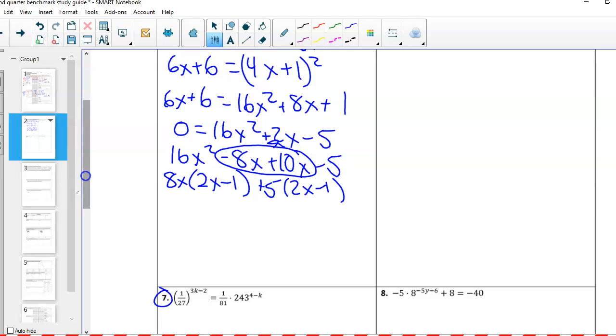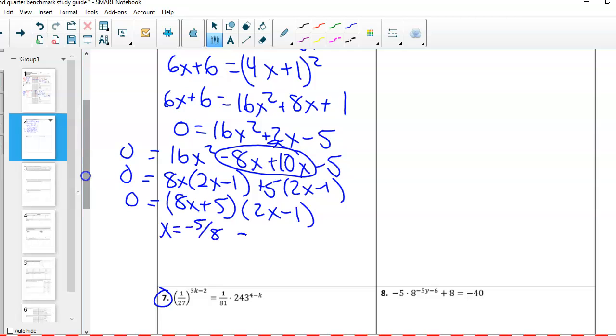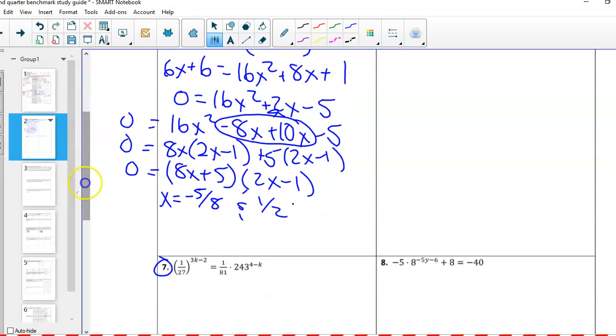Everything on the outside would be one factor. Everything on the inside is your second. Solve both for x. And then I put a note on my study guide that if you were putting both of these back into the original because it had logs, remember you can't have logs of negative numbers, only 1/2 would work. So really, only 1/2 is your answer.